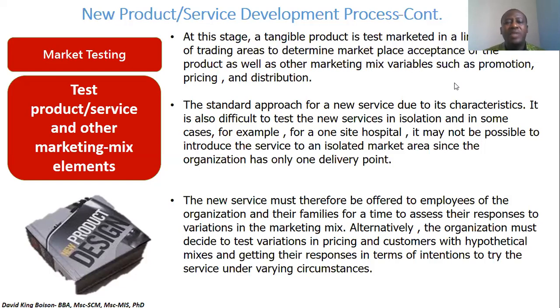So at this stage, we need to test this product with the 4 marketing mix. If we use the first P, product, we check whether the physical good is okay, is fit for purpose, whether the packaging is okay, the color is okay, and the design itself is fit for purpose.